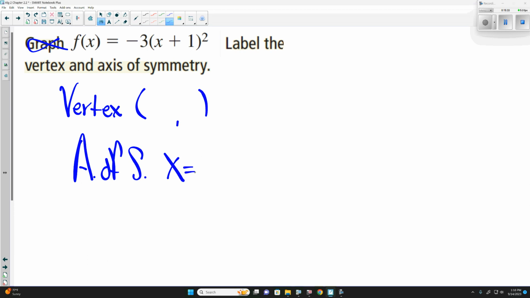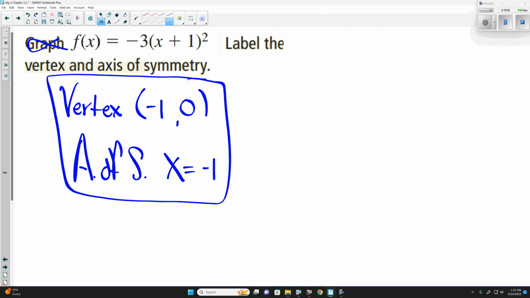So our vertex is h comma k. What's the value of h? -1. So the first value of the vertex is -1. Also tells us the axis of symmetry is x is equal to -1. What's the k value of the vertex? 0. And when you do label the axis of symmetry for these here, we need x equals -1. We can't just have -1. Because the axis of symmetry is an equation, not just a single number.